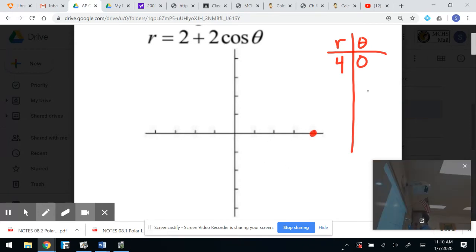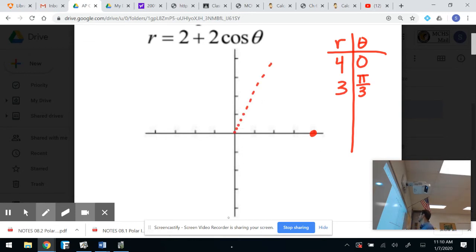And once again, a good one to pick whenever you're dealing with cosine is pi over 3. Now, why that? Because it's 60 degrees. And at 60 degrees, my cosine is 1/2. So that'd be 2 plus 1, which is 3. If I'm going too fast for you, please come in. That's 60 degrees. And it'd be about 1, 2, 3, right? Going back to that polar graph that we talked about on the first. And it's going to be nicely curved, kind of like that.